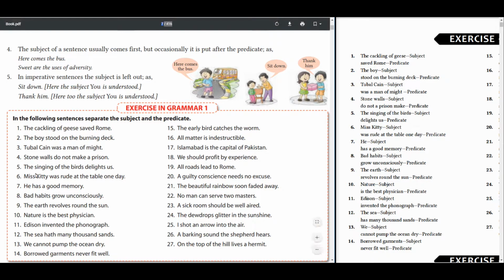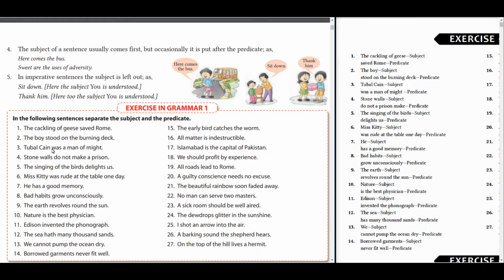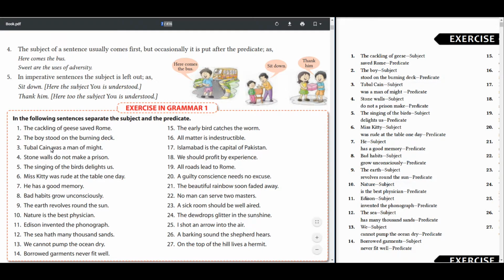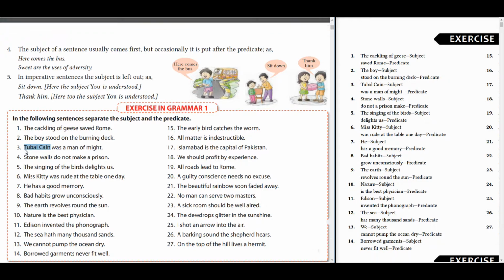Okay, third one. Tubal-Cain was a man of might. Tubal-Cain is the name of a person, okay? So, third one: Tubal-Cain is a subject, was a man of might is a predicate. Simple. Who is doing work here? Tubal-Cain, a man. It's a subject. The rest of the sentence is the predicate.